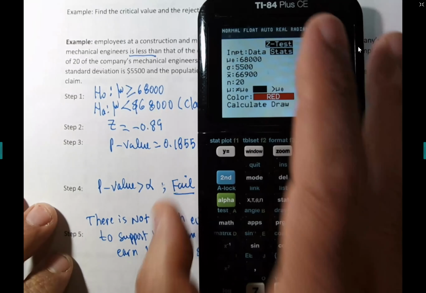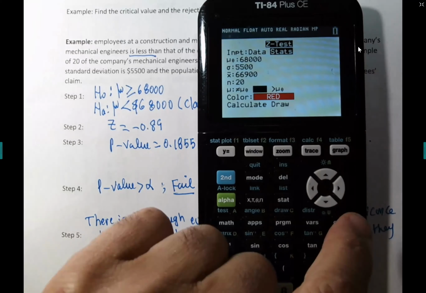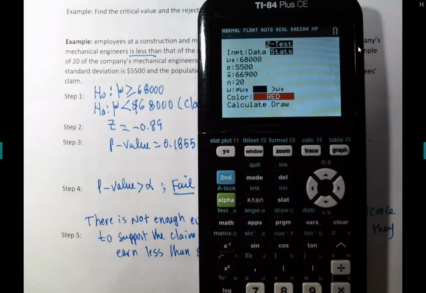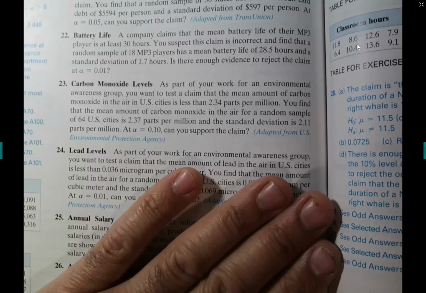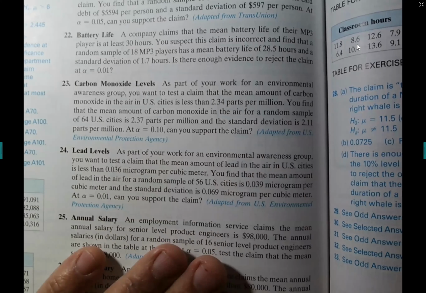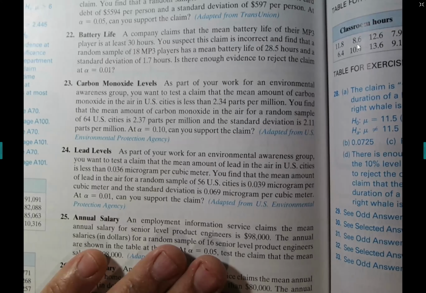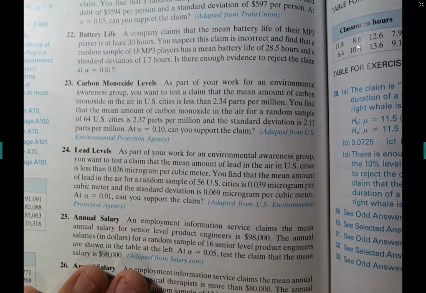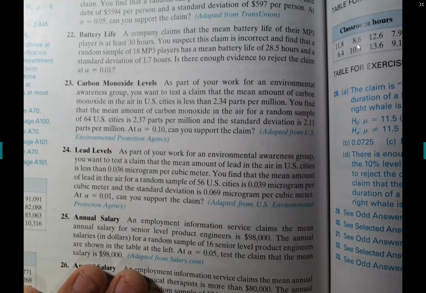Okay, let's do some more exercises. So we're moving to section 7.3 where sigma is unknown. And as you learned in chapter 6, guys, when sigma is unknown, we use the sample standard deviation instead, and we use a distribution called the t distribution. So your test statistic will be called t now, not z. Better, and we're doing exercise 22 on page 384.